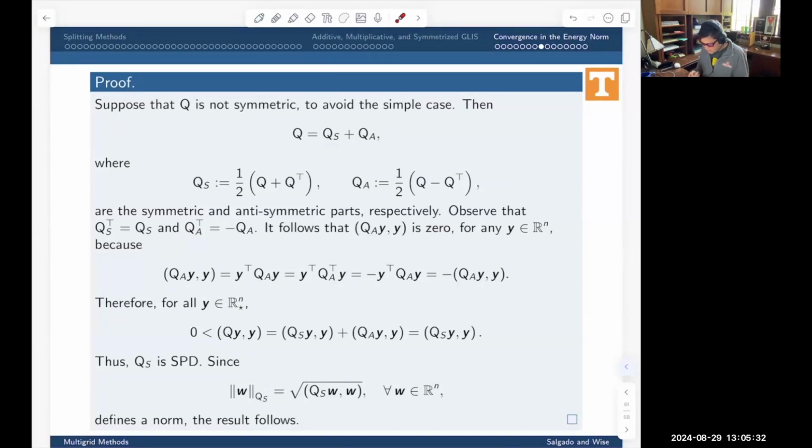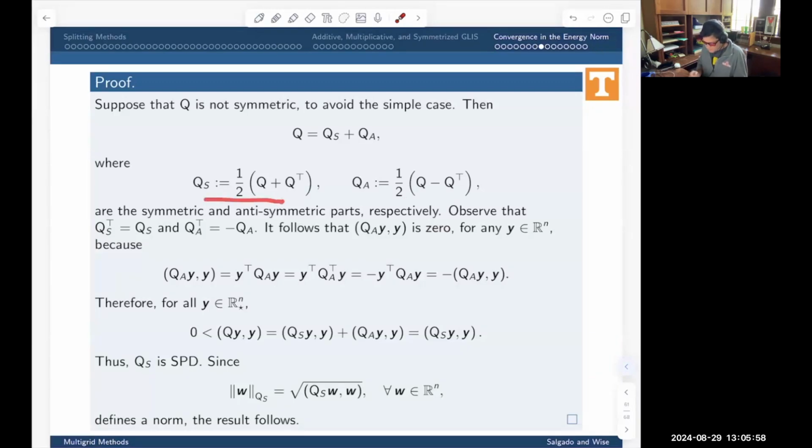So to obtain the symmetric part, you take the average of Q and Q transpose. So 1/2 (Q plus Q transpose) is what we call the symmetric part. The antisymmetric part is 1/2 (Q minus Q transpose). Now the symmetric part turns out to be symmetric. You just take the transpose of that and you'll see it quite quickly.